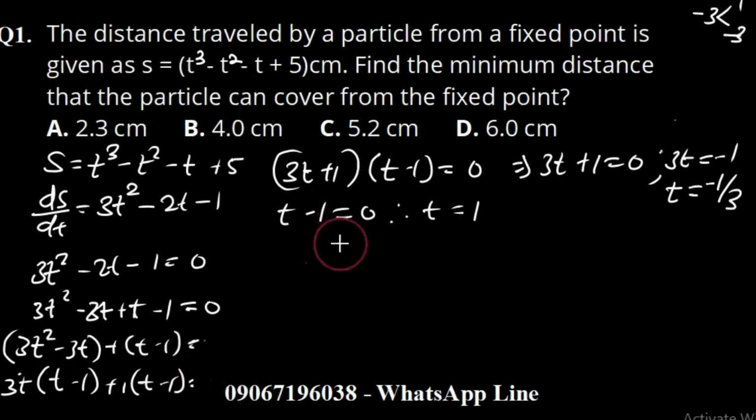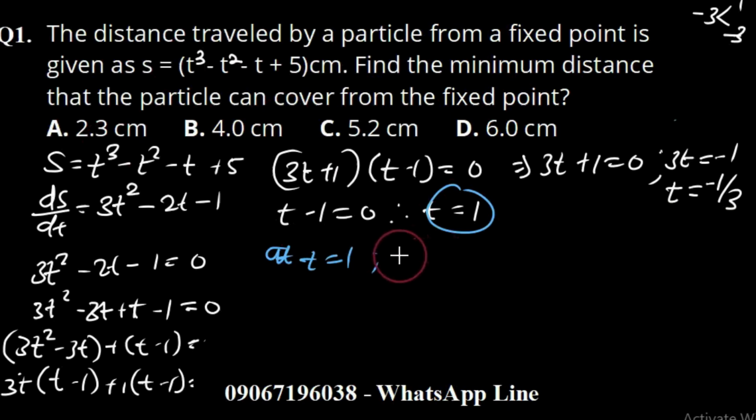Here we see that we're going to substitute t equals 1. We're going to take the positive values of t. So this is what we're going to take, we're taking this value, so use that. We're going to substitute the value of t. So at t equals 1, we're going to substitute into this equation.